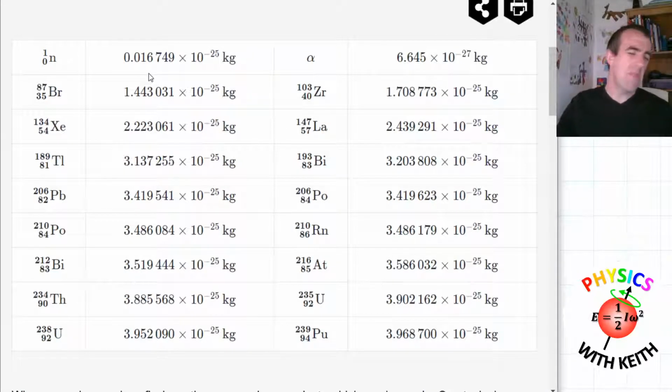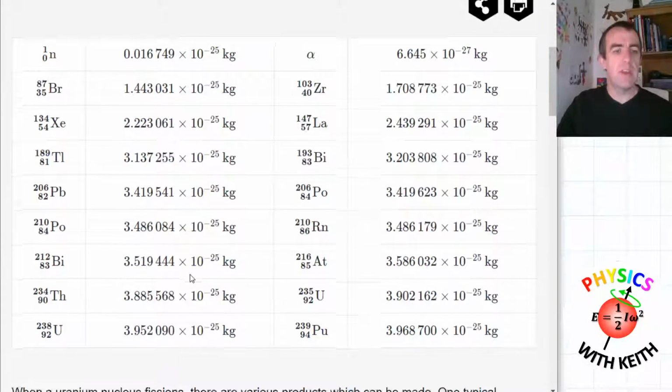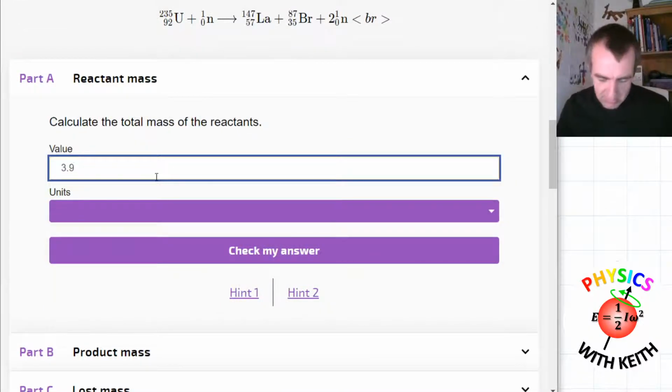Is it the best thing to do? Maybe, maybe not. Anyway, this is 5 significant figures, so I'm going to give my answer to 5 significant figures and see if the Isaac Physics website will accept it.